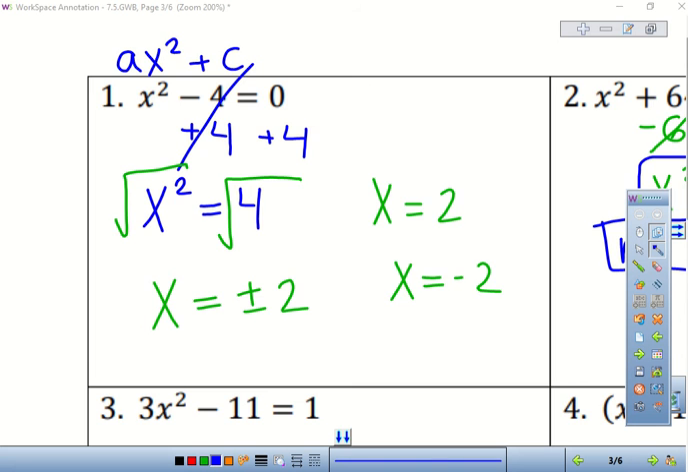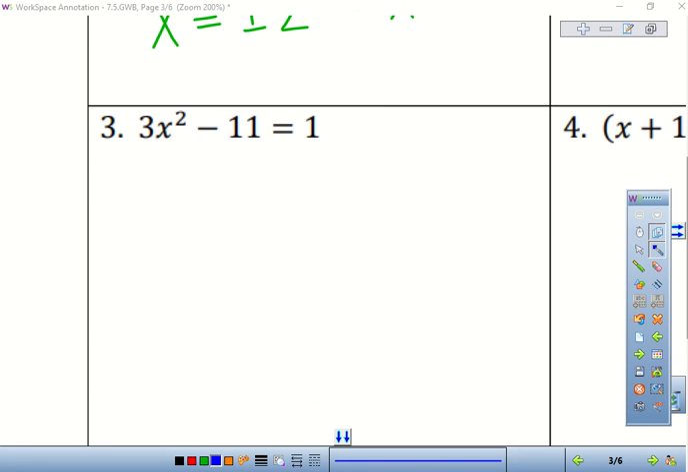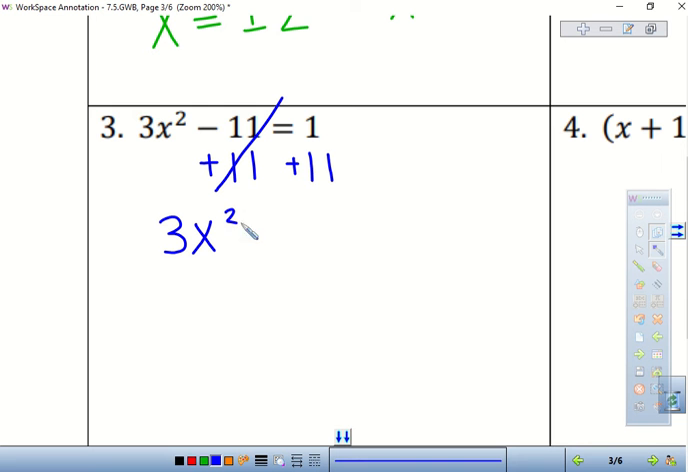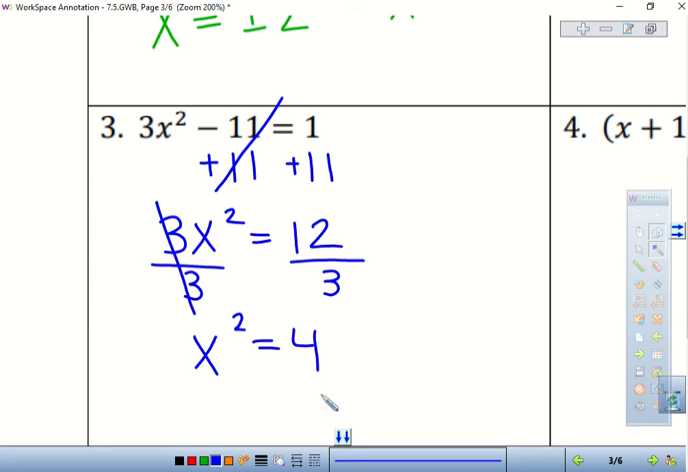Alright, the next one. We see that we're missing the x term. So we are going to solve for x squared by adding what to both sides? 11. We're going to add 11 to both sides. This cancels out and leaves you with 3x squared is equal to 12. Now your goal is to get x squared by itself, so how can I get rid of the 3 on the left? You divide by 3. Good. You divide both sides by 3. Would that come out to the same answer as example 1? It would. It's going to be x squared equals 4. Good. And then we do what to both sides?